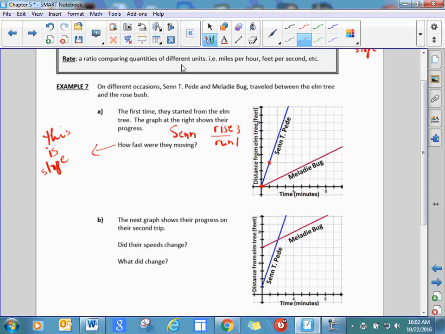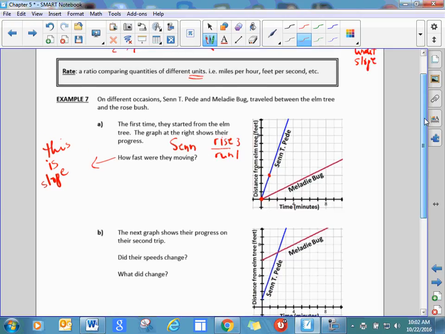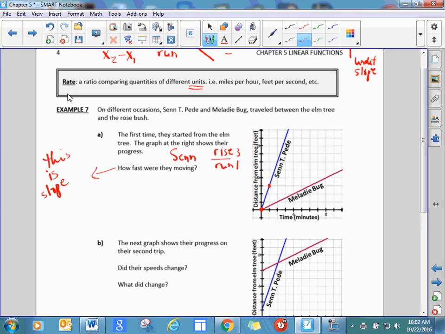But now, speaking of units, we are actually talking about rates here. You guys, we talked about rates in 7th grade. Rates didn't have the same units, and so the units were an important part of our problem. So the 3 represents feet, distance from the elm tree. He is rising at 3 feet to 1 minute. For every 1 minute he is on the move, his rise is 3 feet.